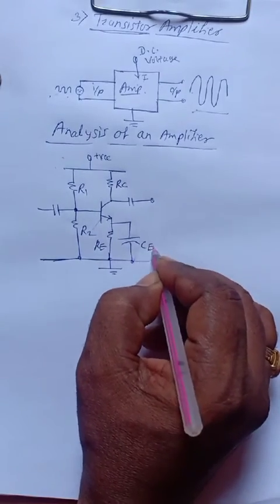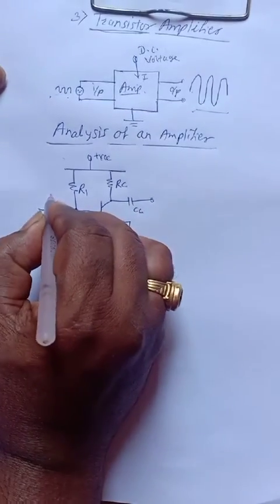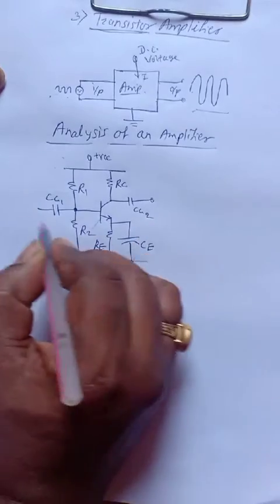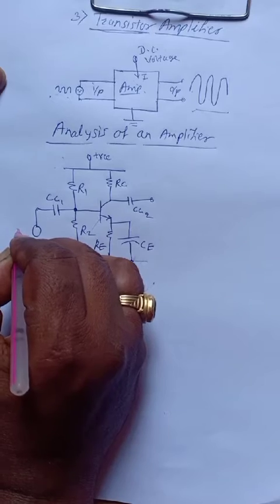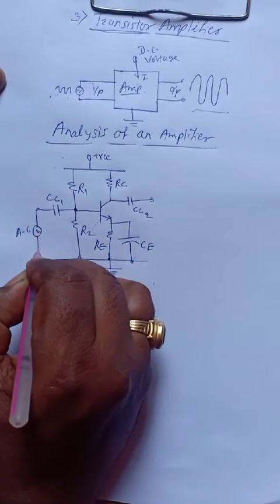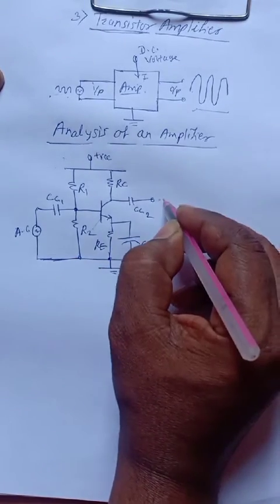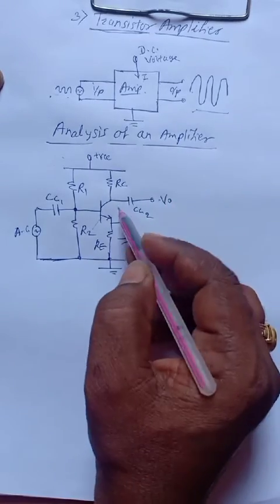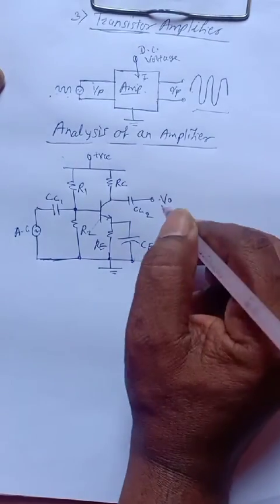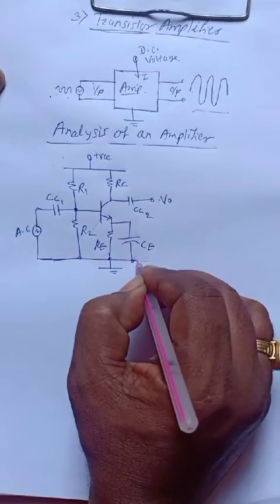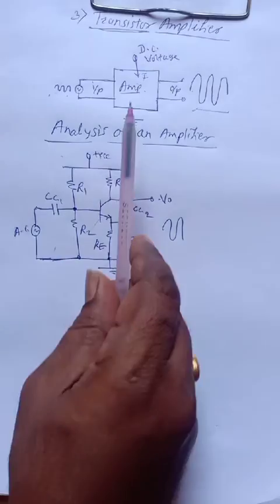This is the bypass capacitor CE. We know very well each and every component, we studied them already. The coupling capacitors CC1 and CC2. Through these coupling capacitors you have to connect the AC input voltage, and this voltage is amplified at the output. Here the output is the collector to ground. You have to observe this collector to ground. So this output voltage gets amplified.